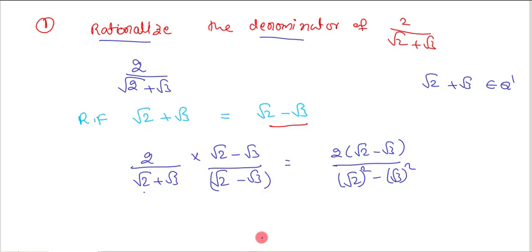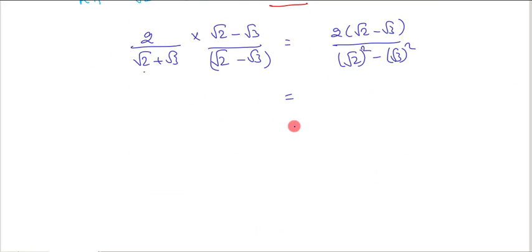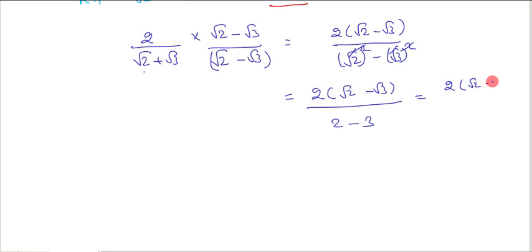Then if you observe, we can write it as 2 into root 2 minus root 3 by 2 minus 3. That means the square and the root get cancelled. From this you can write it as 2 into root 2 minus root 3 by minus 1. Okay, now if you observe the denominator, whatever denominator you got is a rational number.